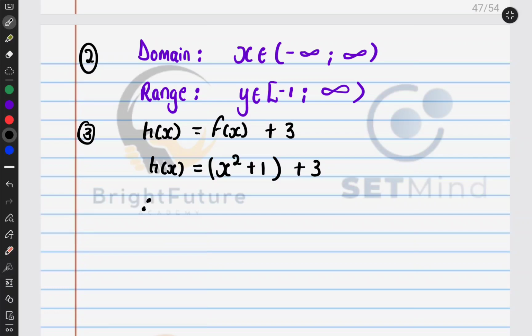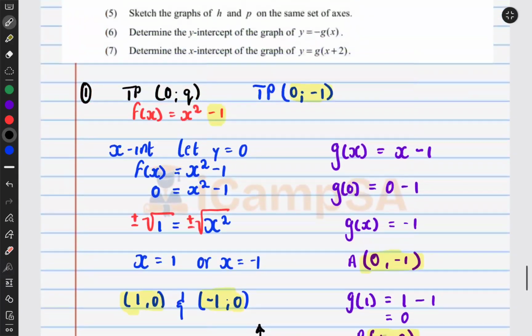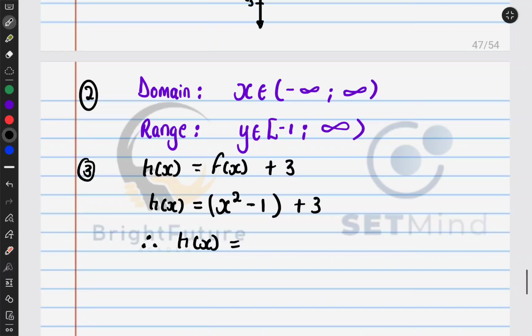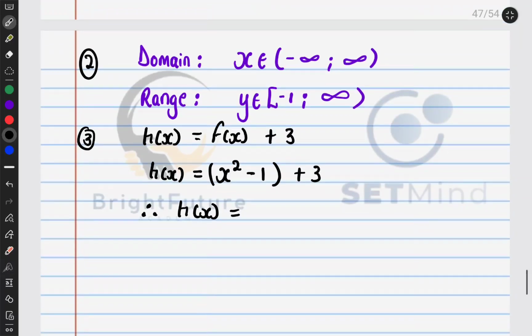Therefore h at x is equal to x squared, 1 plus 3, sorry, is it plus 1 or negative 1? It's negative 1. I remember that. We had a negative turning point, so it's negative 1. I made a mistake, sorry there. So it's going to be x squared minus 1 plus 3. What is minus 1 plus 3? It's going to be positive 2. Therefore, we're going to have x squared plus 2. And that is the equation for the new function.